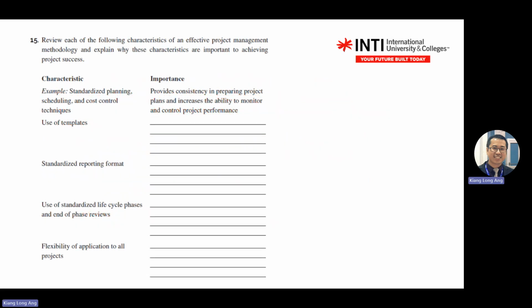Okay, 15 review, and it tells you the methodology again, project methodology. Explain why this characteristic is important to achieve success. So this one has a lot of answers. This is just a proposed answer. It gives you an example, like characteristics, standardized planning, schedule, important. Why is it important? Because it gives you the ability to monitor and control. You have a schedule. The important thing is to monitor and control.